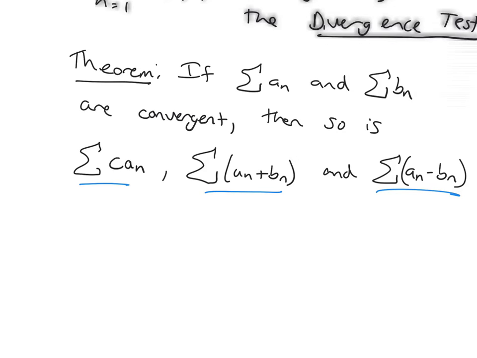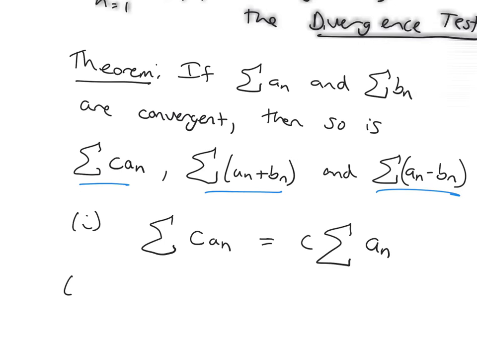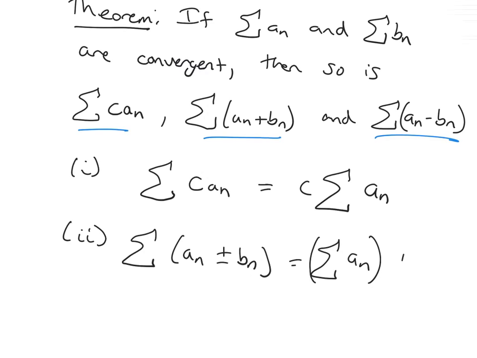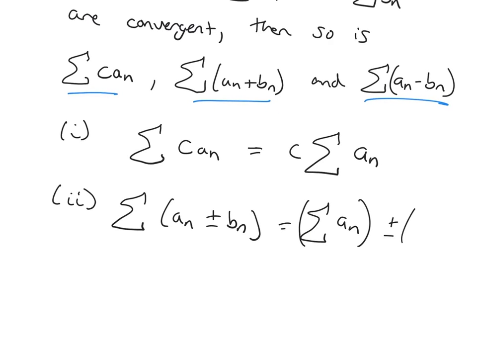And you can also simplify them in the following way. So if I have C times A sub n, you can pull out the constant, just like you do on limits. And if I have a sum or a difference, so let me just write it in one statement, A sub n plus or minus B sub n, you can split it up into each sequence and then add them, the series A sub n plus or minus the series B sub n.